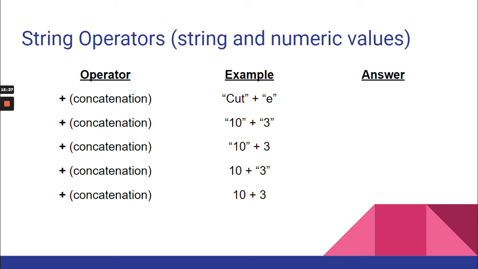Okay, how about this one? There's no quotes around anything. So this is an integer, a plus sign and an integer. So it's not concatenation. It's just doing 13. It's math now. It's back to math because there's no string involved on either side. This is a trick question. This is a trick question. Both of these are going to be trick questions on the test.